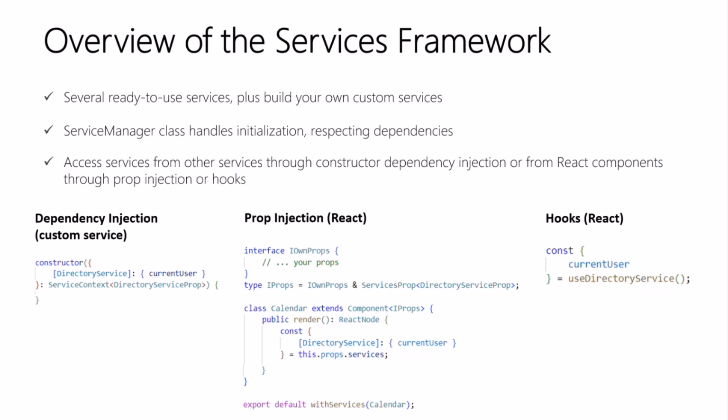We have a ServiceManager class, which gets created very early on when your app starts. We pass it the list of services that the app needs, and it ensures each of those services gets initialized, respecting any dependencies. For example, you can declare that your custom service depends on some other services, and each of those other services will be initialized first, in parallel if possible. Your services can actually use those other services during its own initialization. And of course, the initialization is asynchronous.